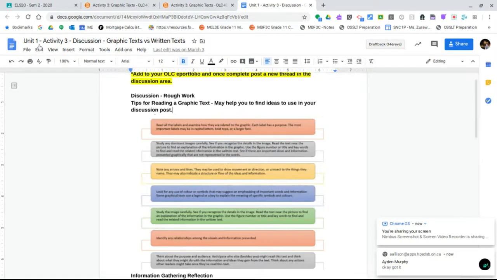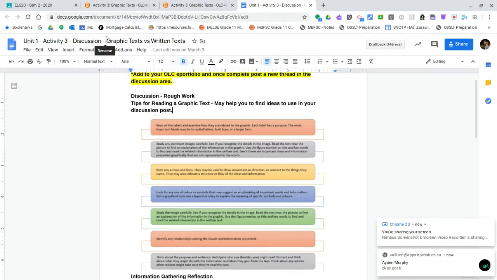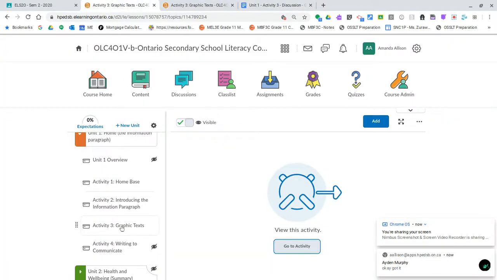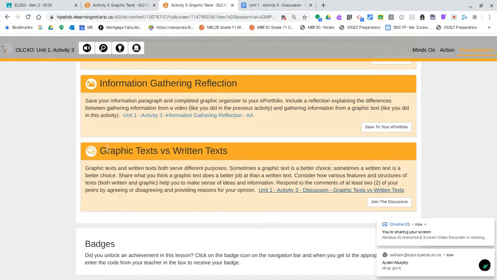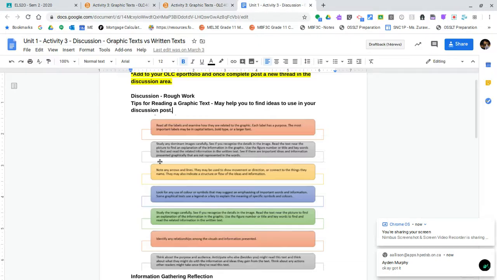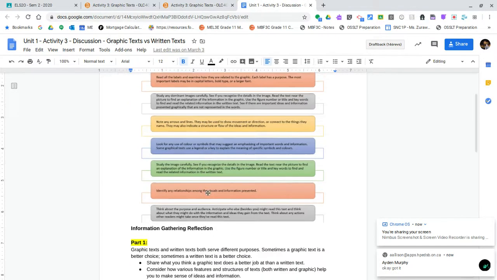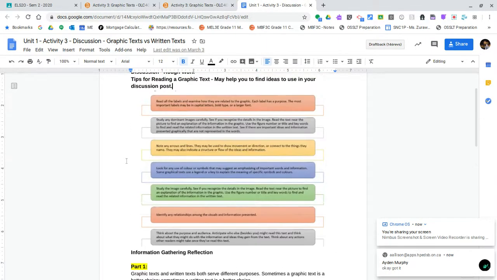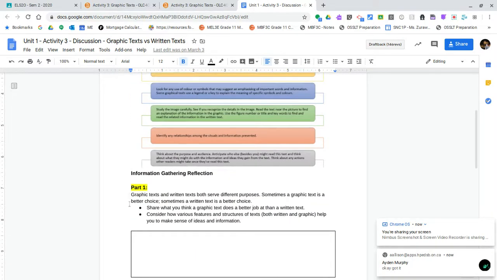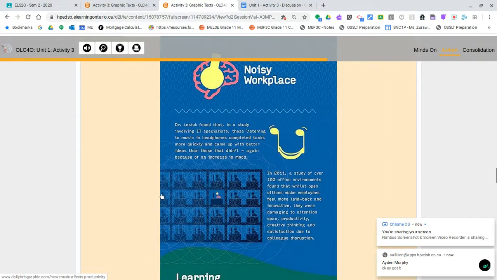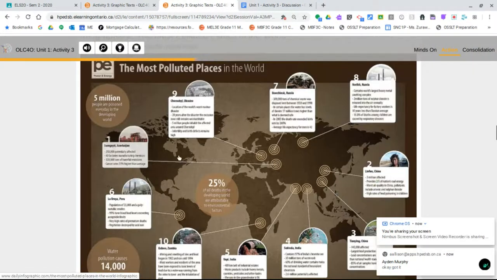So for the third discussion, basically all you're doing, activity 3, and then you're going to scroll down to this area. This is where you'll get the template. So the template is this one. So your rough work, what you're doing is looking at graphic text versus written text. So graphic text being something like this, right?